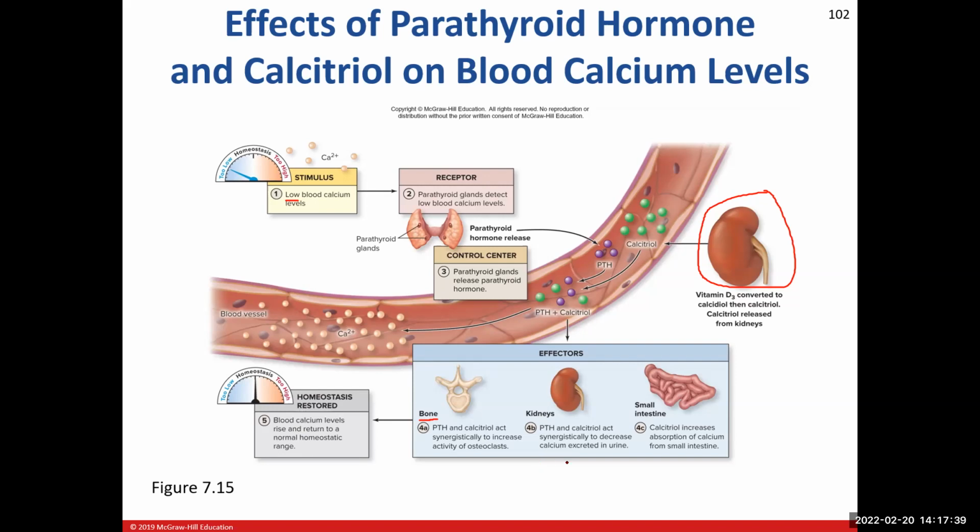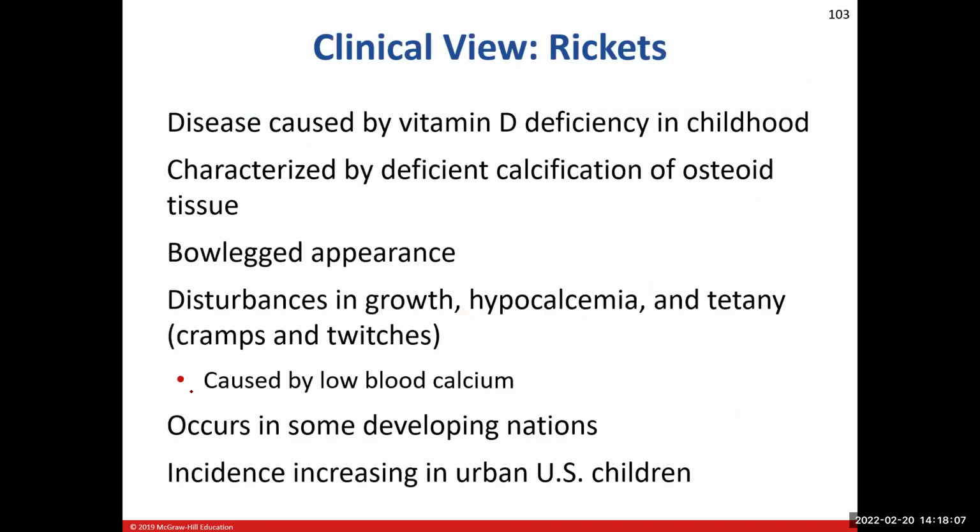And finally, in the small intestine, only calcitriol is going to be effective here, and it increases the absorption of calcium from your gut. In doing all of these things, we now have moved our blood calcium levels up to the appropriate range. We've increased our blood calcium levels, thereby getting back into homeostasis. That is a negative feedback loop right there.